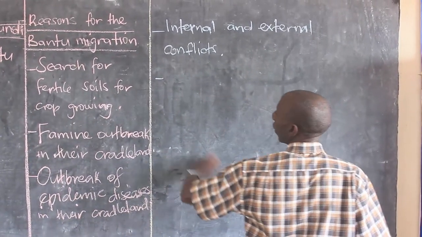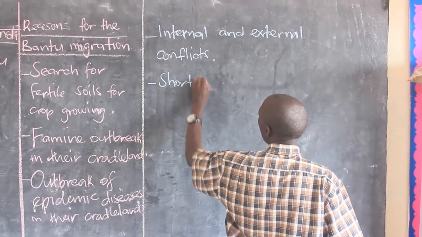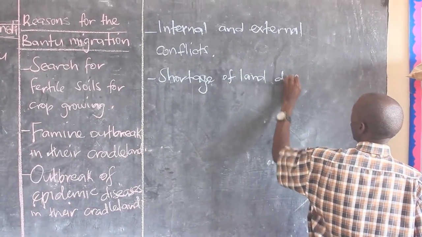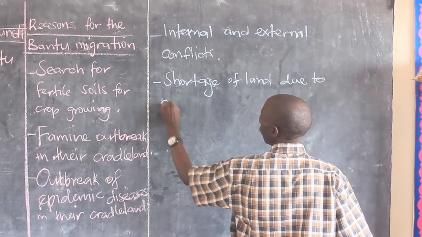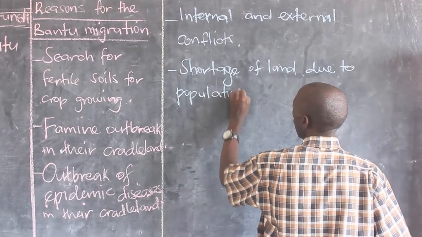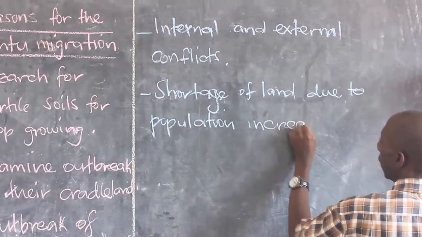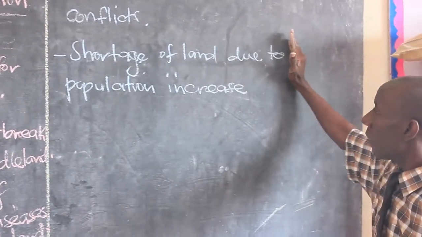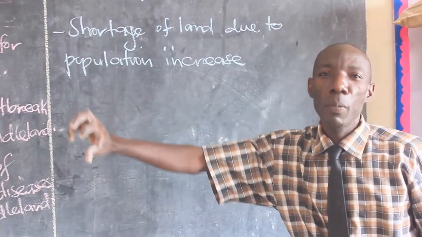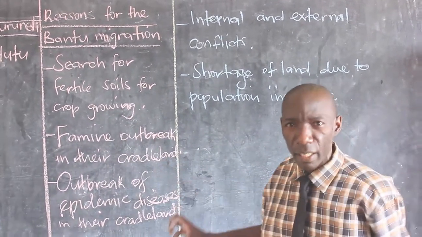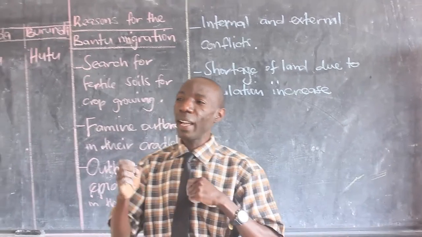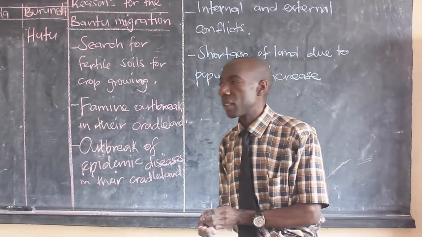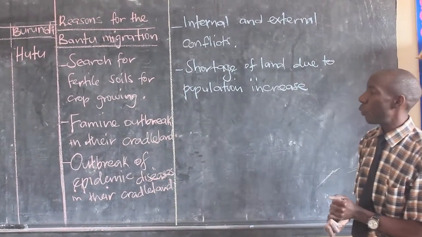Another reason was shortage of land due to population increase. It was believed that the Bantu had increased in population, and they wanted a large land to settle their families. That's why they had to come to East Africa in order to create a wider space for their families. These are some of the reasons for the Bantu migration.